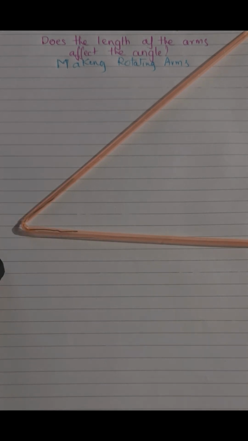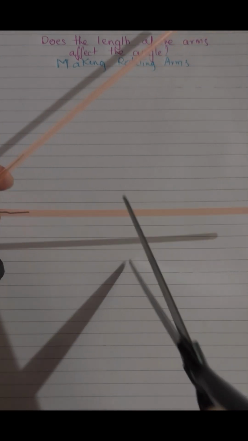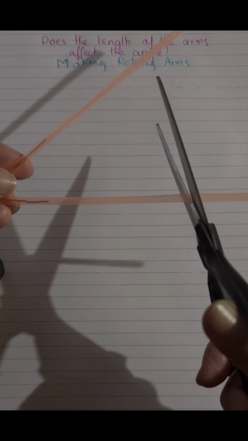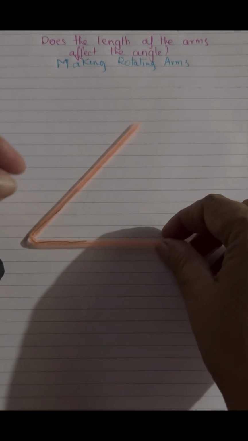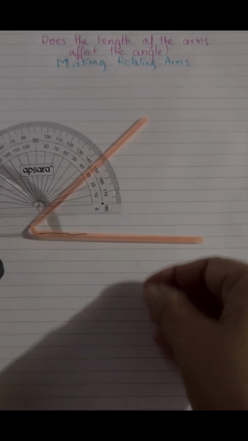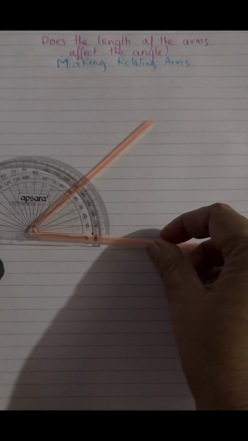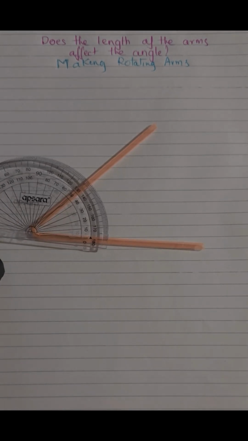Now, if I want to reduce the angle, can I cut the arms of the angle and change the length of the arms? Let us see. So what I'll do, I'll just cut the length of the arms. Does it affect the angle? It does not change, the angle remains the same.